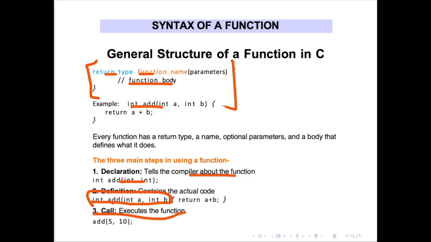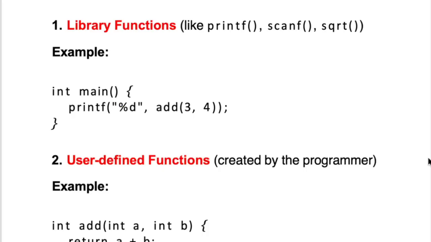Now we will learn about the types. The next topic we are going to discuss is types of function. The types of function are of two kinds: library functions, or you can say built-in functions, and user-defined functions. The library functions are like printf, scanf, and sqrt, which are already present in the C standard library, each with its own meaning. Like printf, you use it to print the output, scanf to take the input, and sqrt we use for finding the square root.